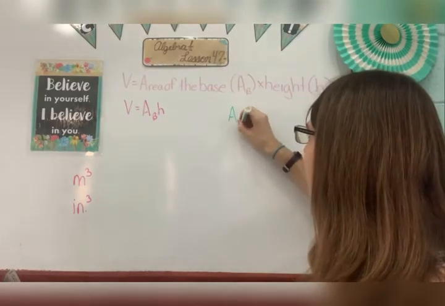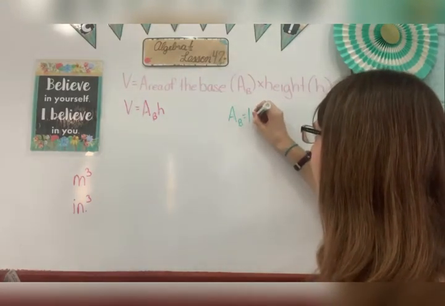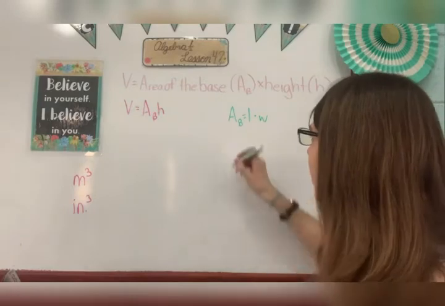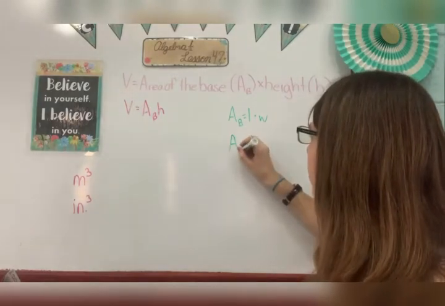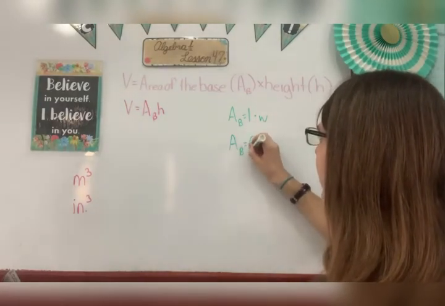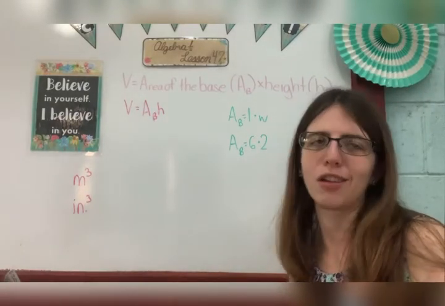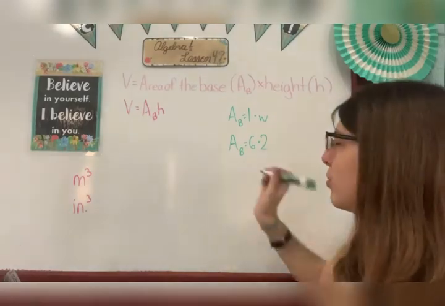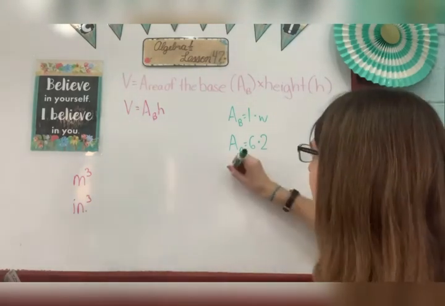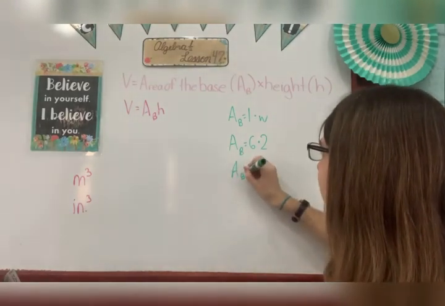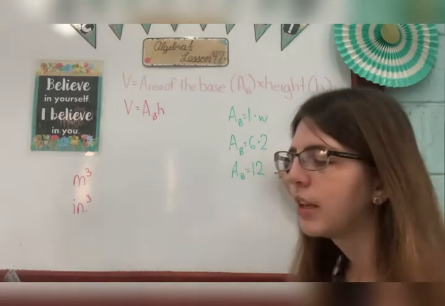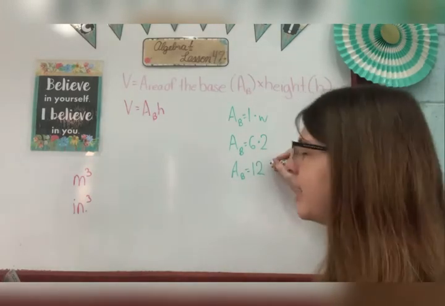The area of my base, I know, is length times width. And according to my problem, the length is 6 and the width is 2, just because we say that our length is our larger number. But you can switch the order, still get the same answer. Area of the base is 12. What's our unit? 12 centimeters squared.